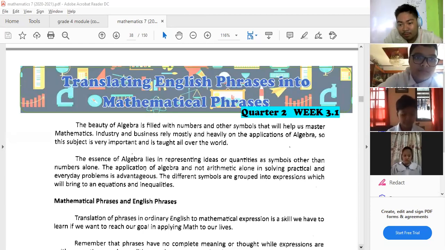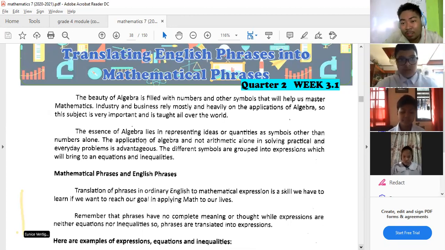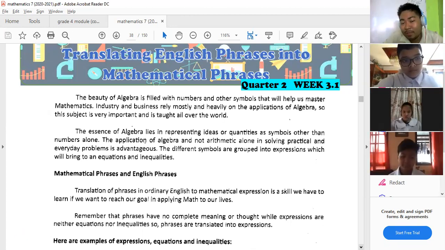Translating English phrases into mathematical phrases. The beauty of algebra is filled with numbers and other symbols that will help us master mathematics. Industry and business rely mostly and heavily on the applications of algebra. So this subject is very important and is taught all over the world. The essence of algebra lies in representing ideas or quantities as symbols. So may mga nakikita X and Y, A, B, C, D, mga letters natin. Those represent a number. Okay? So the application of algebra and not arithmetic alone in solving practical and everyday problems is advantageous.